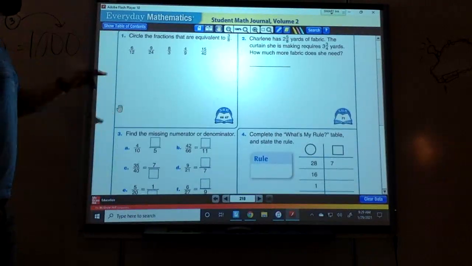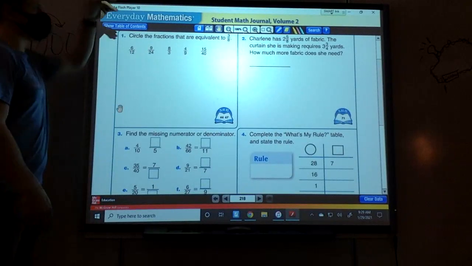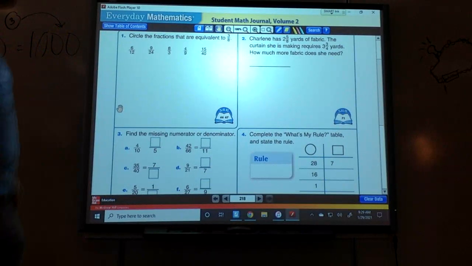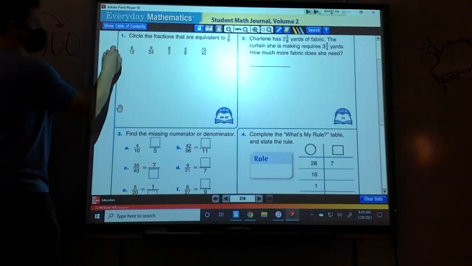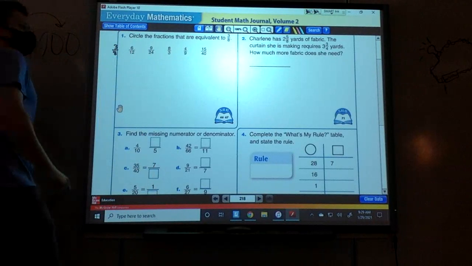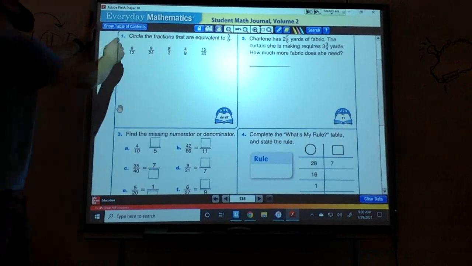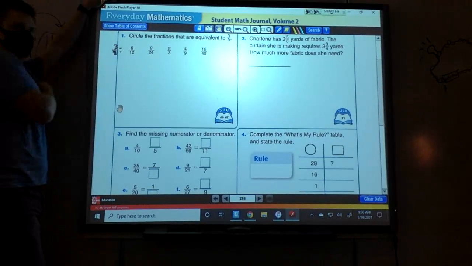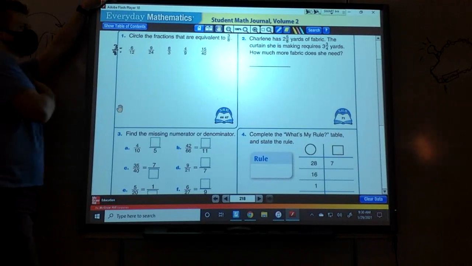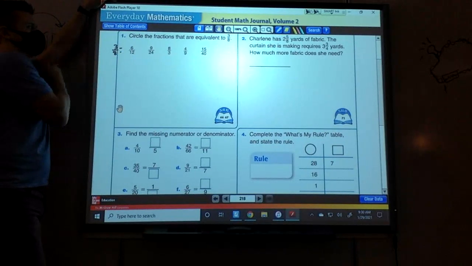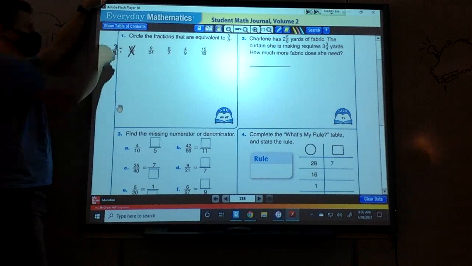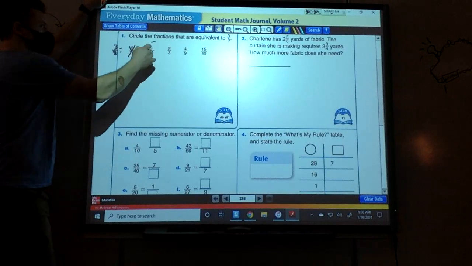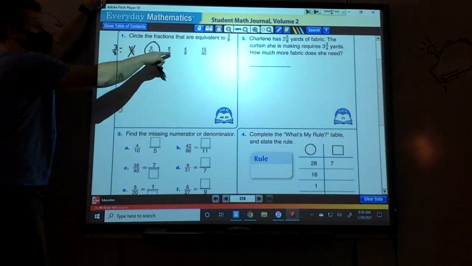Math boxes. Circle all the fractions that are equivalent to 3/8. 4 pages in a math box. So we got to figure out which one it is. How would we get 3 to 6? Times 2. What's 8 times 2? No, that ain't it. How do we get 3 to 9? What's 8 times 3?